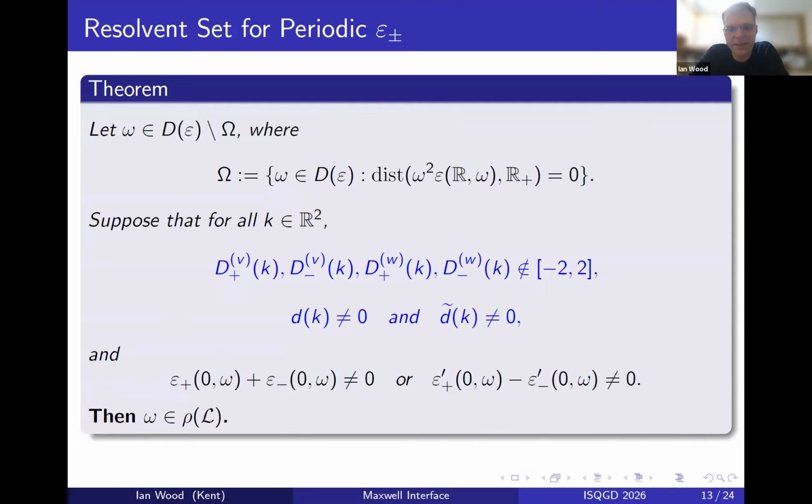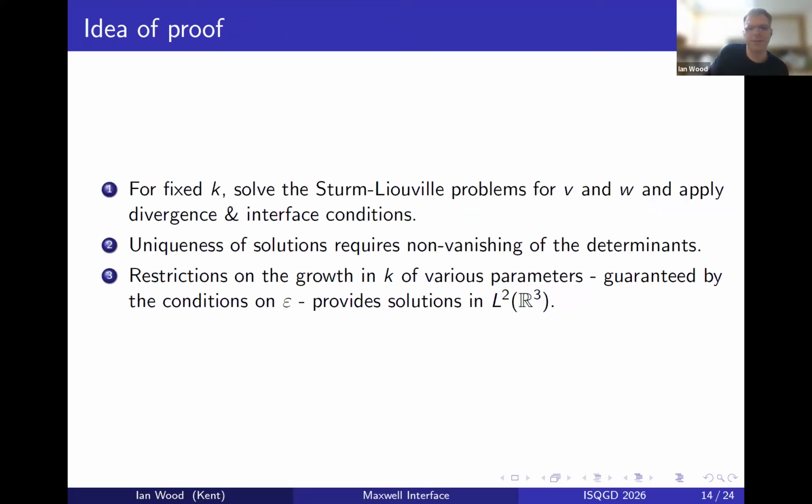Okay, so I'll try and at least give you some idea of what we do here. For fixed k, we first solve the Sturm-Liouville problems for V and W, and obviously need to make sure that the divergence and the interface conditions are satisfied. The non-vanishing of these Wronskian determinants means that you're going to get a unique solution to those problems. The non-vanishing of the Wronskian determinant effectively means you cannot connect up the decaying solutions from each side at the interface.